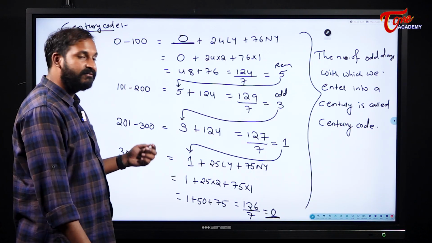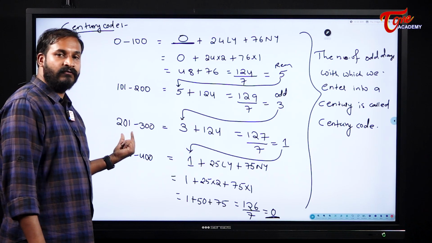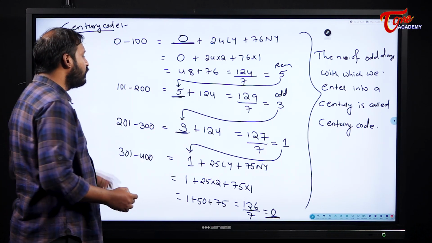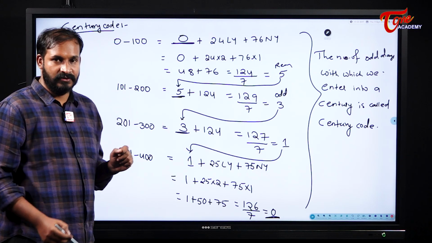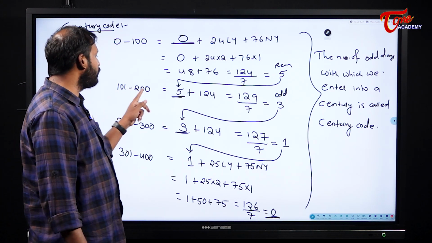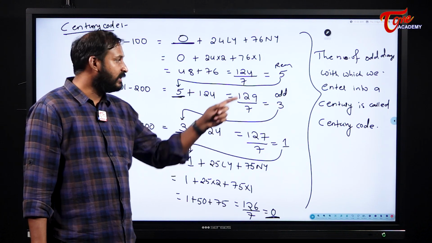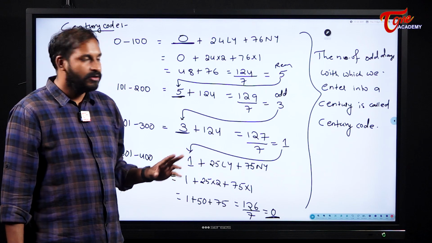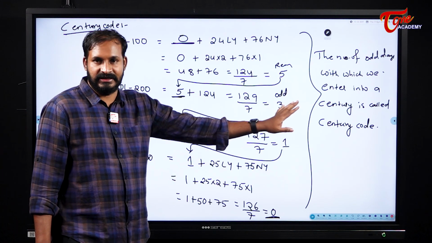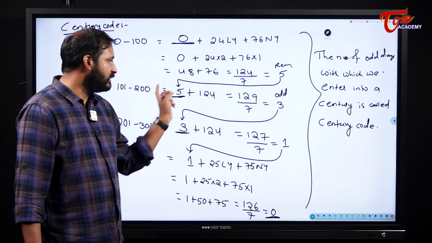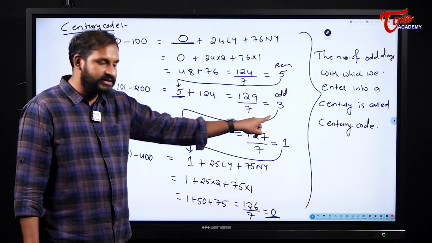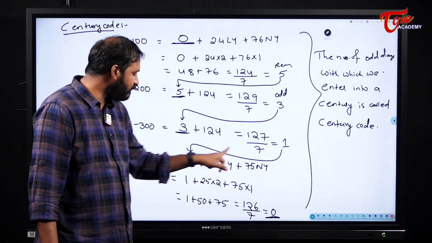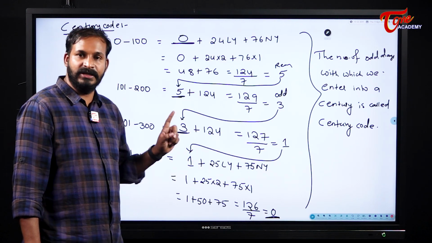That means, for example, if I want to write the century code for 201 to 300, it means 3. What is the century code for 101 to 200? It means 5. Don't think that, sir, the code for 101 to 200 is 3. It is not like that. The odd days with which we are entering that century is called its century code, not the odd days which are left in that century. See, in this century we are left with 3 odd days, that will become the code for the next century. In this century we are left with 1 odd day, that will become the code for the next century. Please be careful.